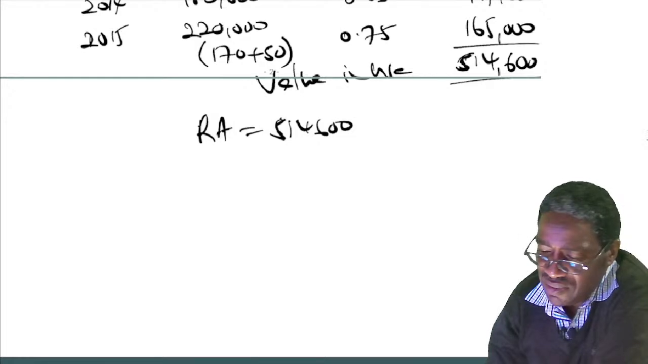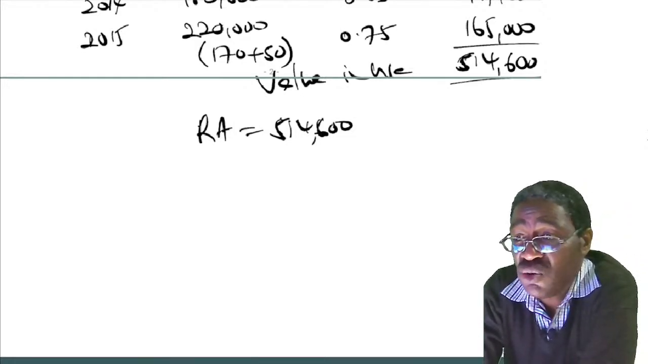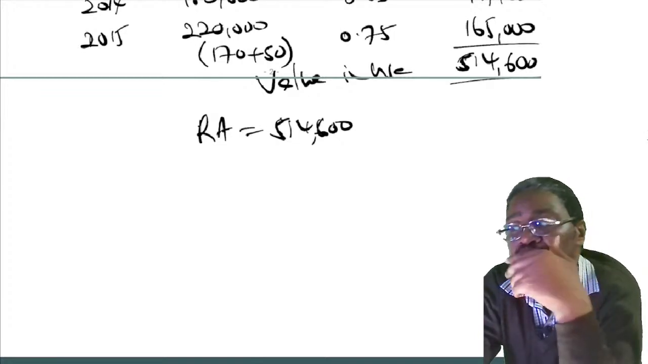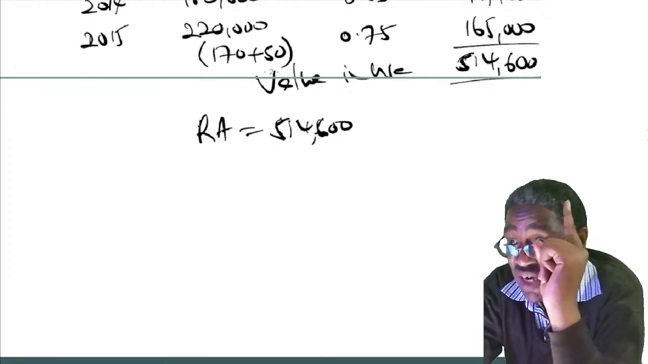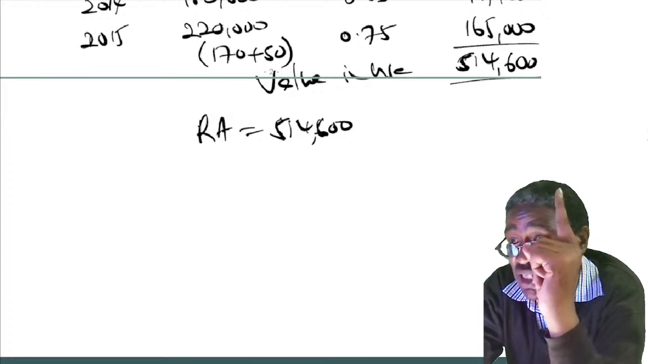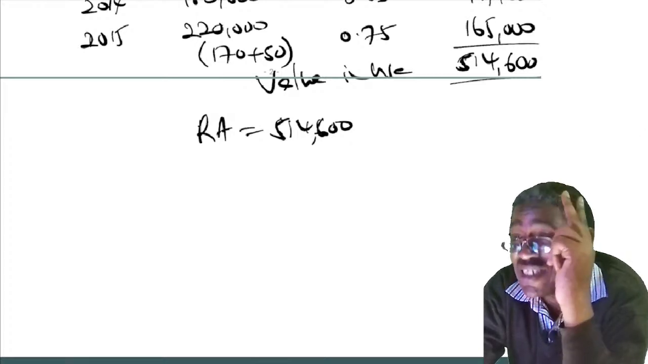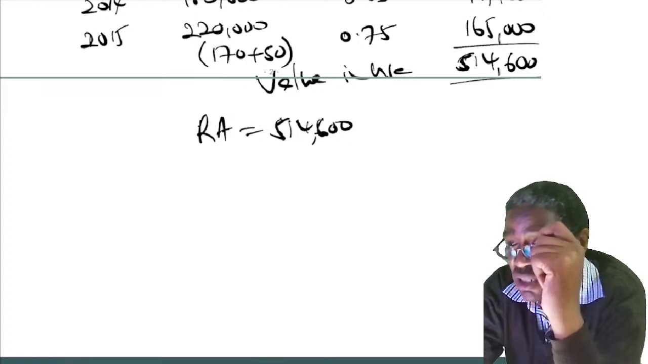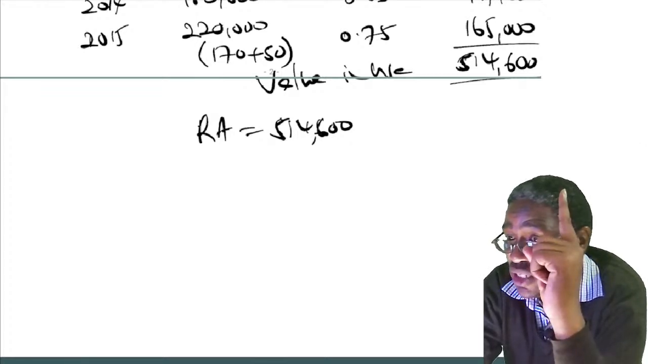514,600. Now we have not even answered the question. The question wants us to know whether the asset has suffered. Let's now answer the question. Listen, I want to know whether the asset has suffered. How do I know? We have agreed there is only one condition for an asset to be said to have suffered. If the carrying amount of the asset is higher than its recoverable amount, then we say the asset has suffered. Only if the carrying amount is higher.